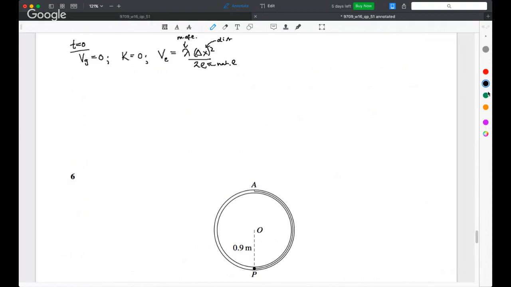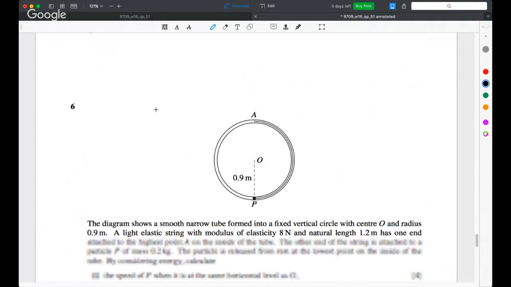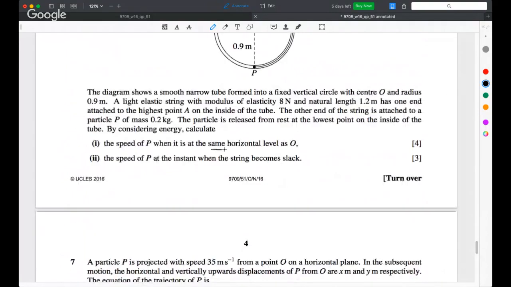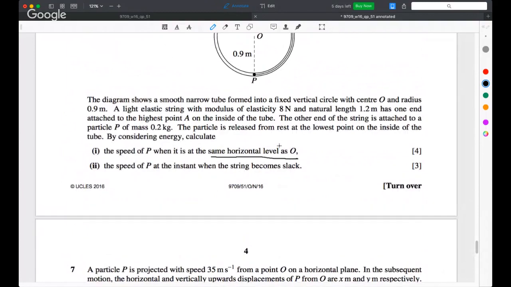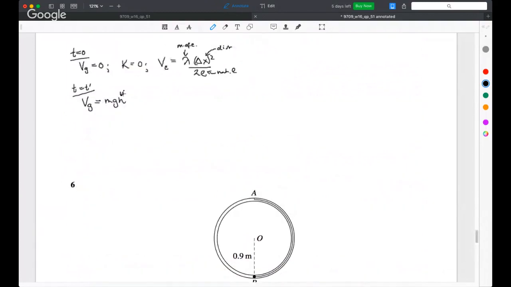So we now need to compare that to some later time. T is equal to T prime. Well, now our gravitational energy is mgh, and we know h because they tell us that for this sub-question, it's on the same horizontal level as O, so h is equal to 0.9.